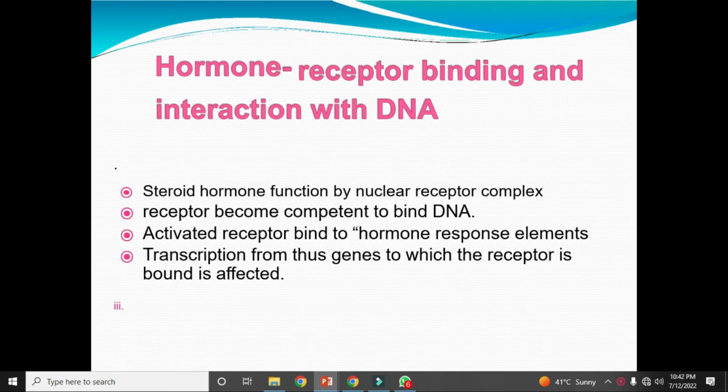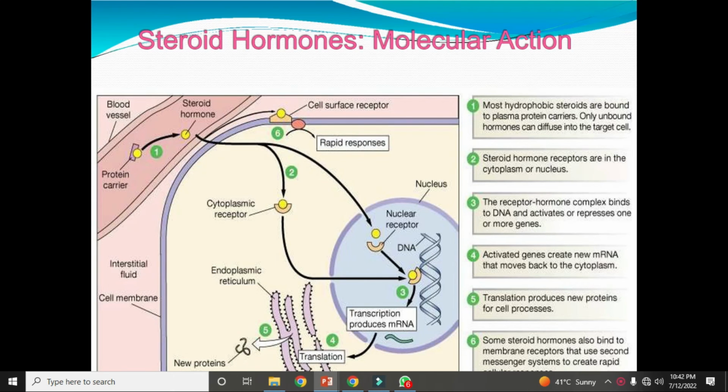Here transcription from the genes to which the receptor is bound is affected. Most commonly, receptor binding stimulates transcription. It's important to memorize that receptor binding stimulates transcription, that is, the formation of new proteins which act on their target cell. The hormone receptor complex thus functions as a transcription factor.